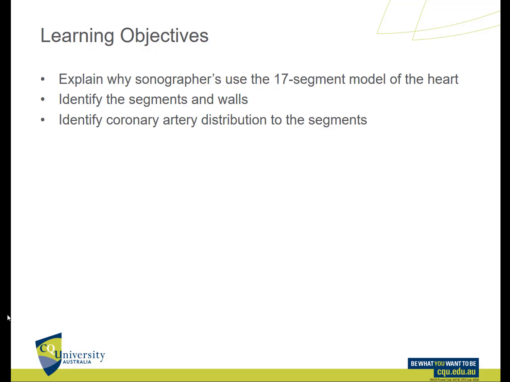Let's begin. We'll start by talking about our learning objectives for today. Essentially, we're going to explain why sonographers use this 17-segment model of the heart. We're going to learn how to identify the segments and the walls. And we're going to identify the coronary artery distribution to these individual segments.